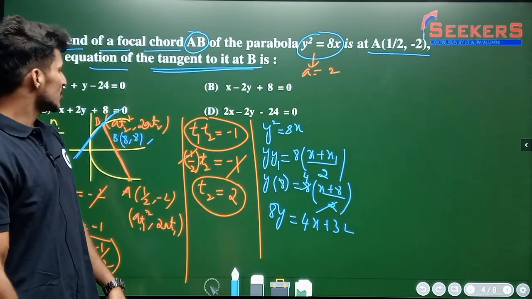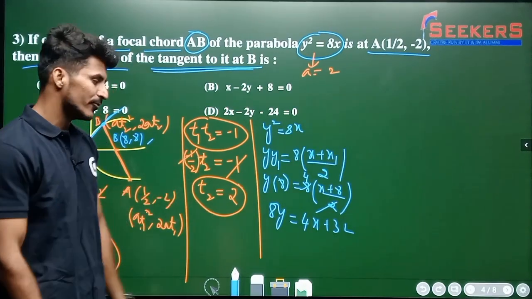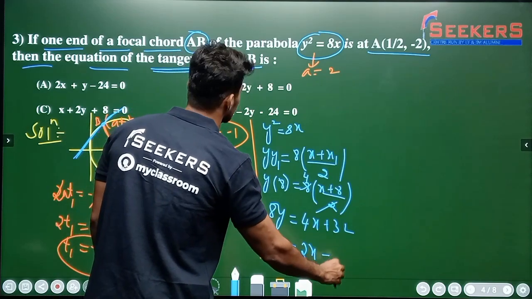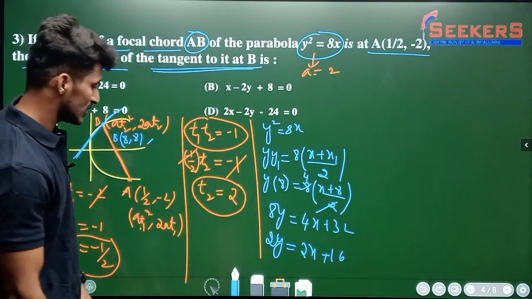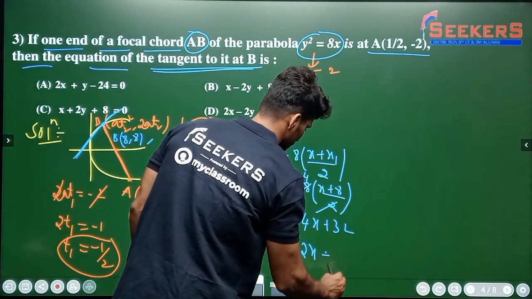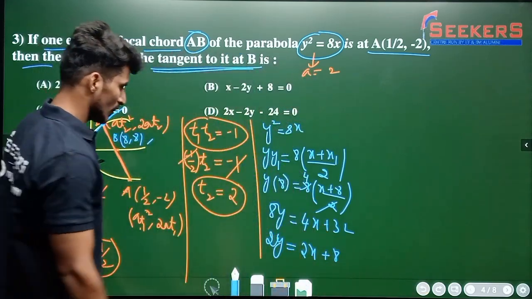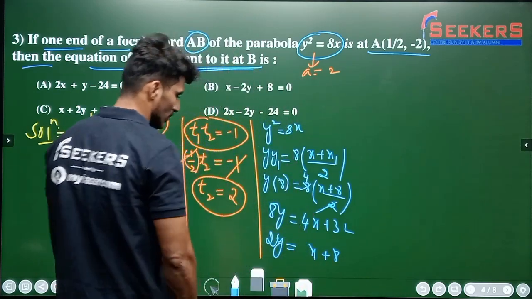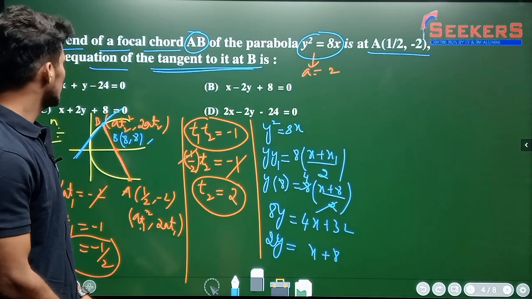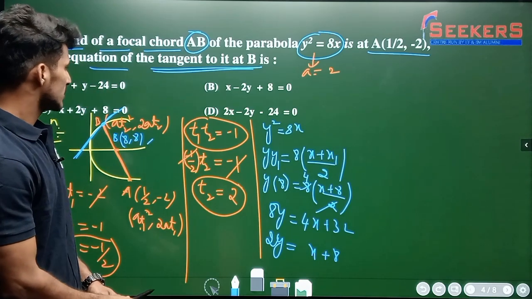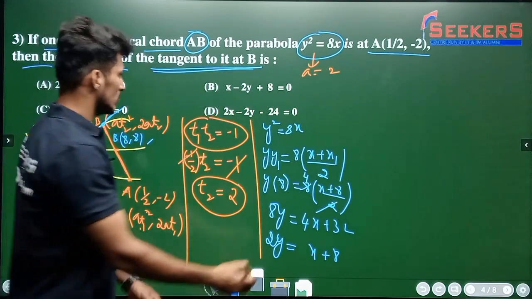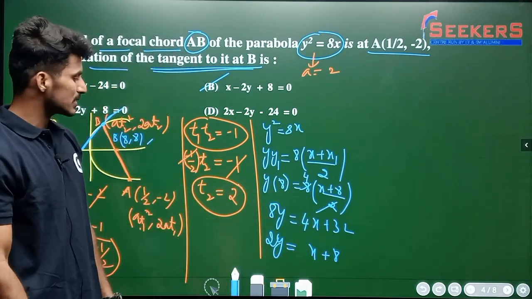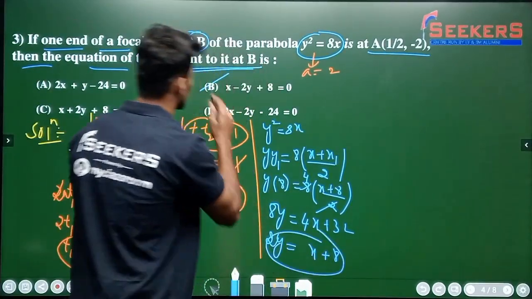Is there any option available? None of the options are matching. Then what do we have to do? We can take 4 common. So we'll take 2y is equal to x plus 8. Alright. 2y is equal to x plus 8. So shifting 2y to that side, x minus 2y plus 8 is equal to 0. Check. Yes, option B is correct. This is the answer.